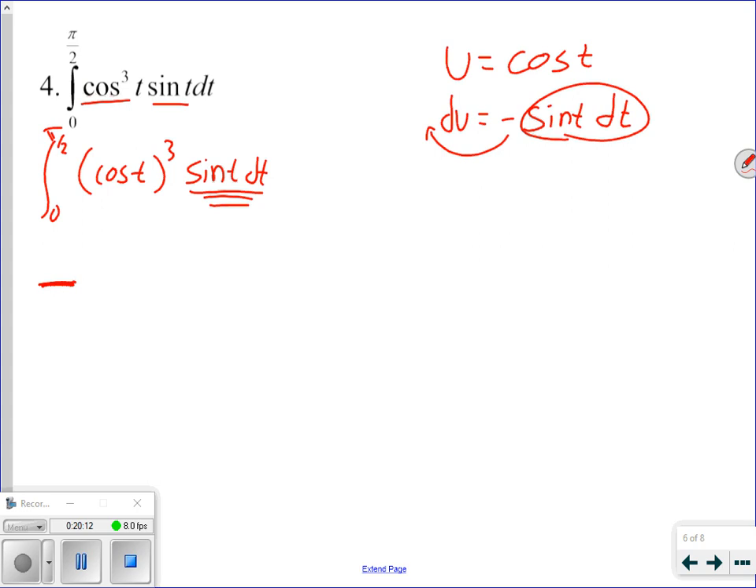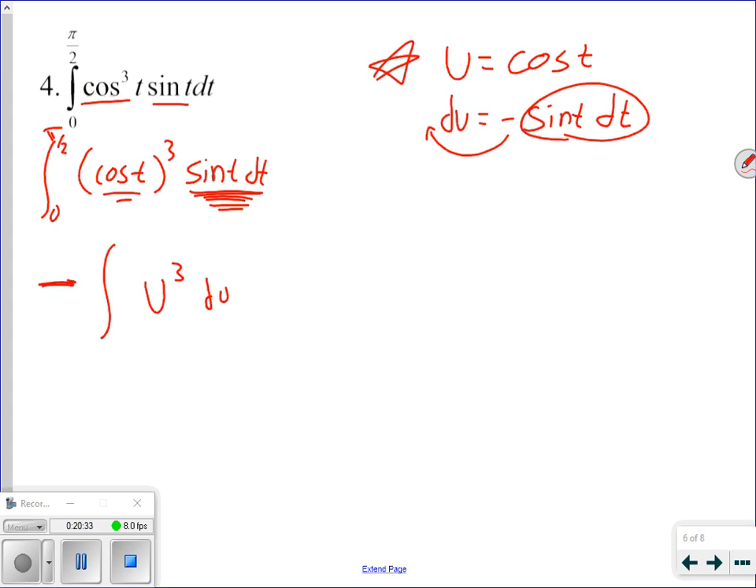So we got the negative integral. All right, instead of cosine t, we got u to the third. Instead of sine of dt, we just got du. Again, not like the first couple examples, I don't have to manipulate the u equation at all. So we got everything already in terms of u.